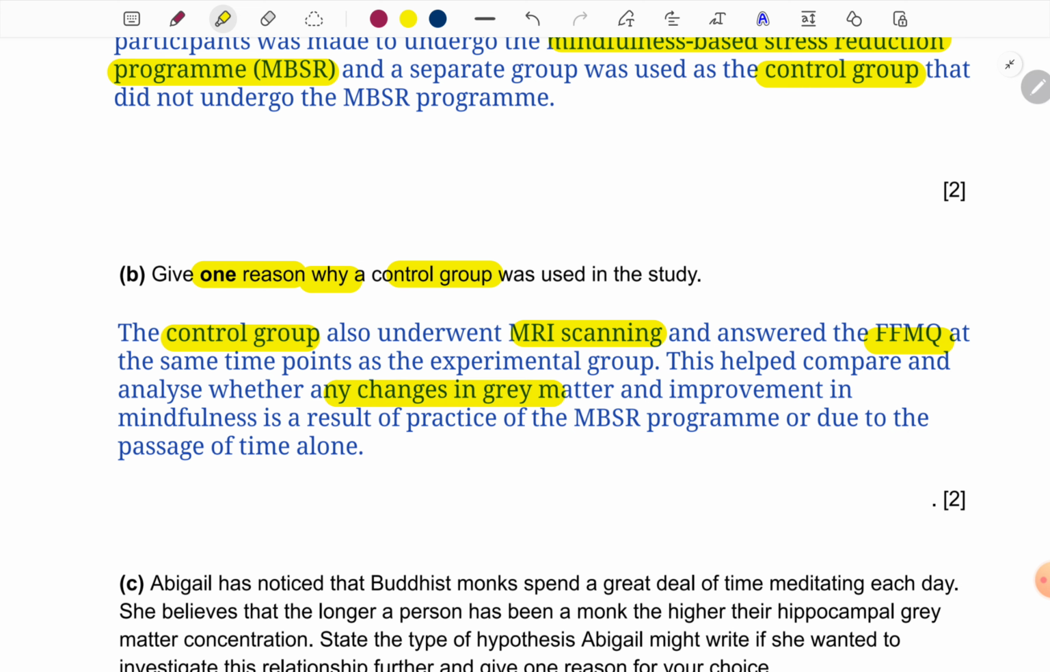Because any change in gray matter and any improvement in mindfulness could be examined to see whether it is because of the MBSR program alone, or whether that type of improvement takes place anyway with the passage of time. So just because time has passed, these areas tend to grow naturally, or it is only because of practice of the MBSR program. That could be compared across the groups, and then we could say yes, it is because of MBSR if the control group was not showing exactly the same changes as the MBSR group.